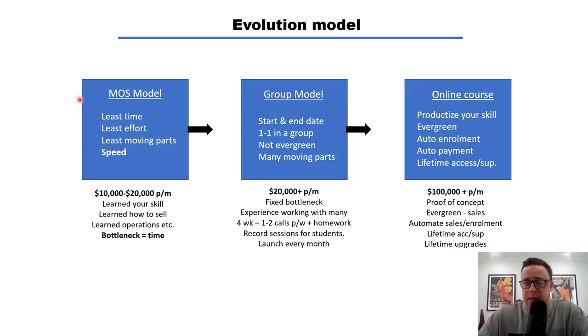Start with the MOS, guys. I cannot stress to you how important that is. Once you've mastered the MOS, move into the group model, then take what you've learned on the MOS and the group model, turn it into an online course and start to scale exponentially. So there we have it, guys. There are our 5 online coaching business models.